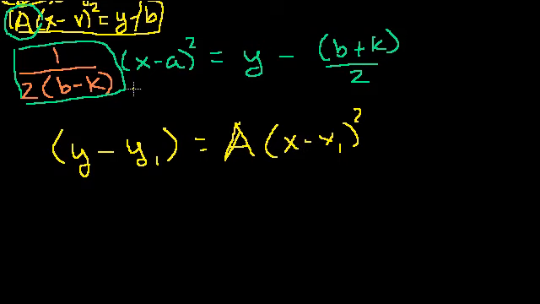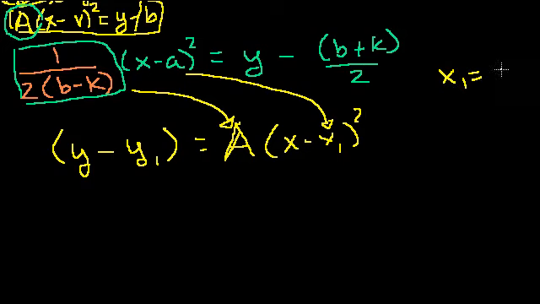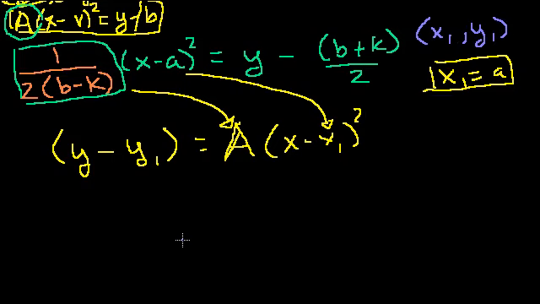So if we just pattern match, that is a. If we say x1 is lowercase a, actually that's a straight-up pattern match, so we can already write that on the side. x1 is equal to a. So whatever x value you have here is also the x value of the focus point, which makes sense because we already learned in the previous video that the vertex of this parabola is the point x1, y1.